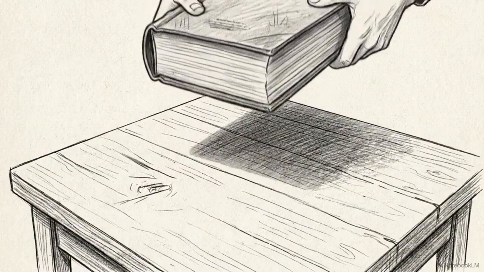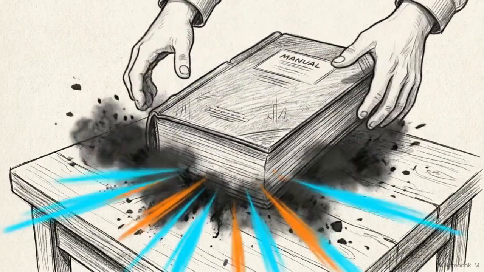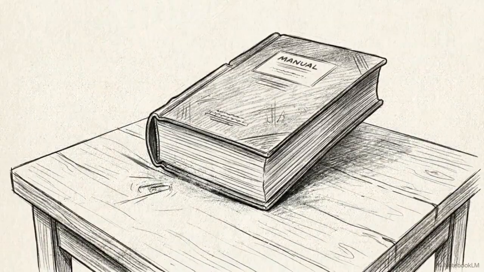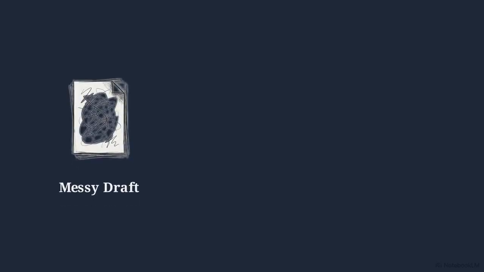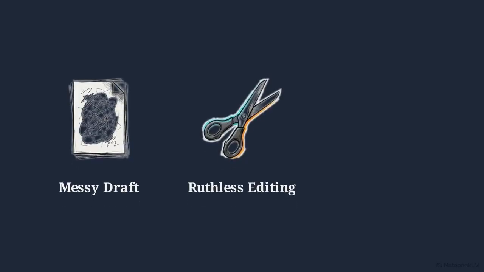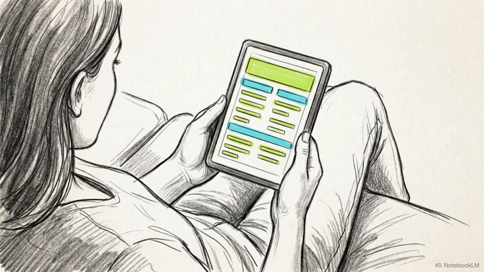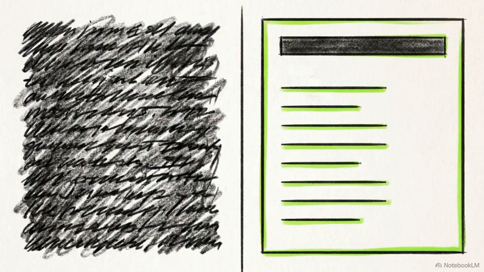In the next 5 minutes, we're going to take a dense, bureaucratic manual and rebuild it into a polished, brain-friendly e-learning module. To do this, you only need 3 things: a messy draft text, the willingness to aggressively cut out fluff, and access to your subject matter expert. Every formatting hurdle you remove frees up the learner's energy to focus on the content. By the time we're finished, we'll have turned this visual noise into a clear signal for the brain.